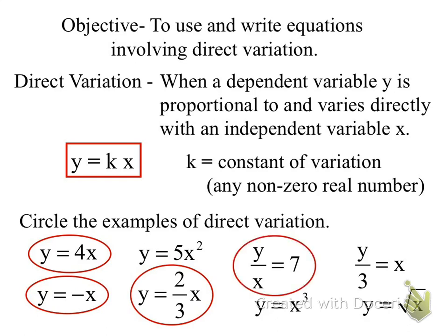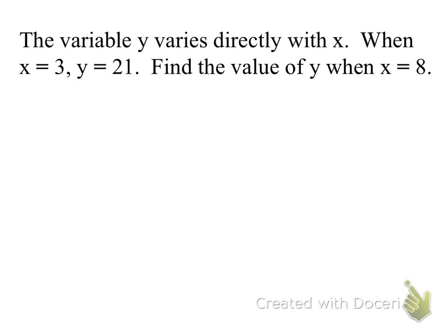What about y equals x cubed? No. That's a cubic function. It's going to look like this. Direct variations are straight lines, and they go through the origin, the 0. What about y over 3 equals x? Yes. Because that can be converted to a direct variation equation. What about y equals radical x? No.